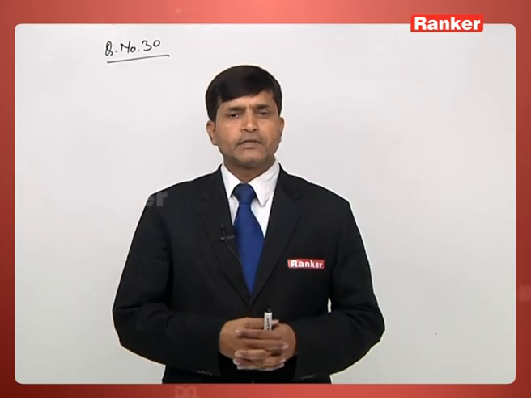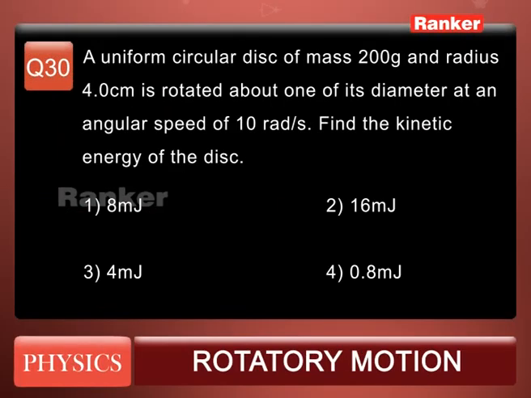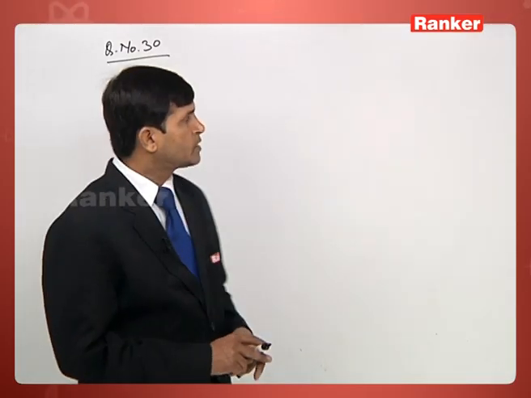The question is: a uniform circular disc of mass 200 gram and radius 4 centimeter is rotated about one of its diameters at an angular speed of 10 radian per second. Find the kinetic energy of the disc. First option 8 millijoule, second option 16 millijoule, third option 4 millijoule, and fourth option 0.8 millijoule. Now see how to do this problem.